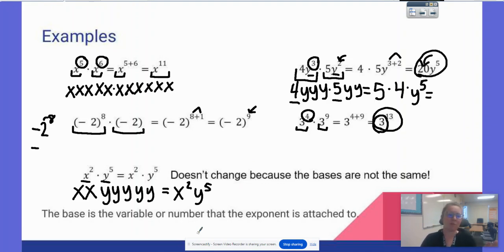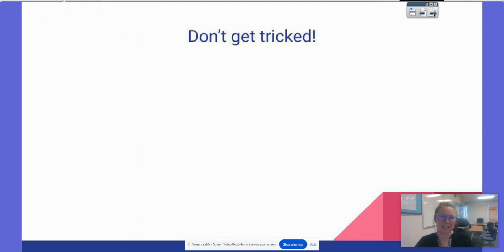Okay, that's the bottom of your notes, but that's not all you can possibly learn. Please pay attention as we look at this very last slide. I just don't want you to get tricked. That's what this last slide is: don't get tricked. And let me show you some things that might trick you, okay?